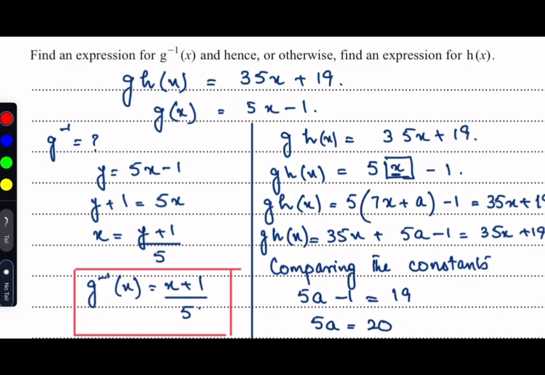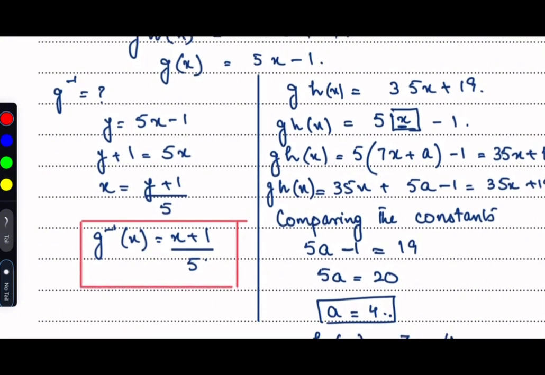So what I know here is that whatever the function, it should be 7x plus a constant a. Why 7x? Because I'm getting 35x, so it's 5 into 7, that's giving me 35x. And then it should be 5a minus 1. That 35x plus 5a minus 1 should be equal to 19. So I can equate 5a minus 1 to 19, getting 5a equals 20, or a equals 4, meaning my h of x should have been equal to 7x plus 4.